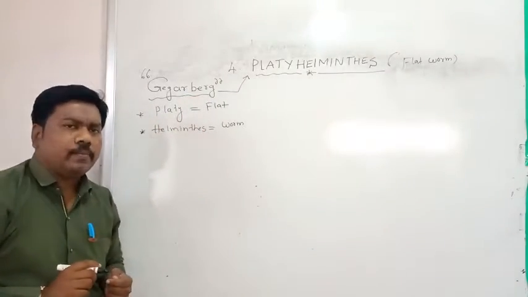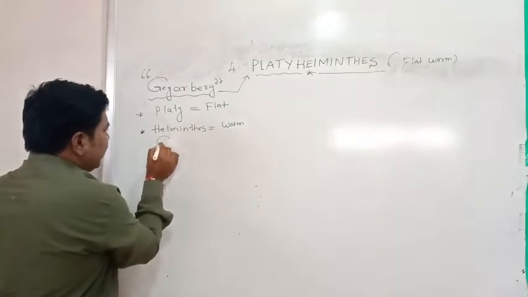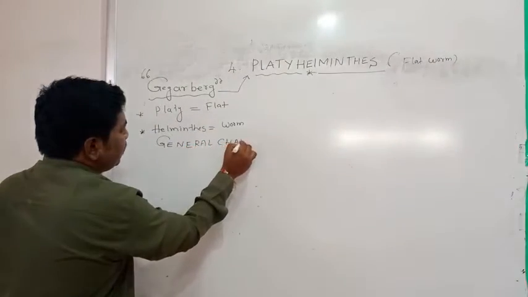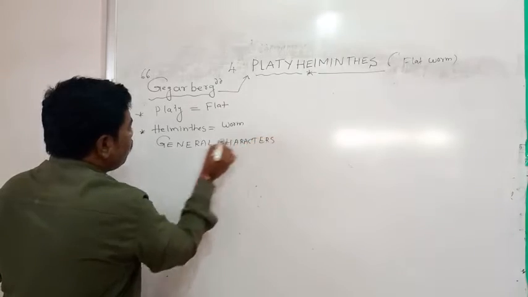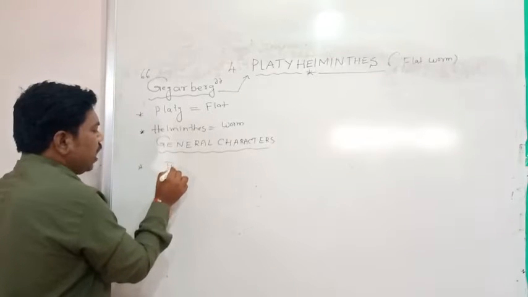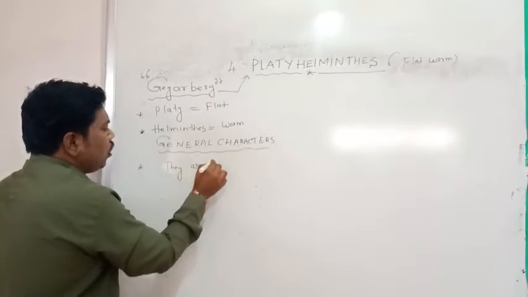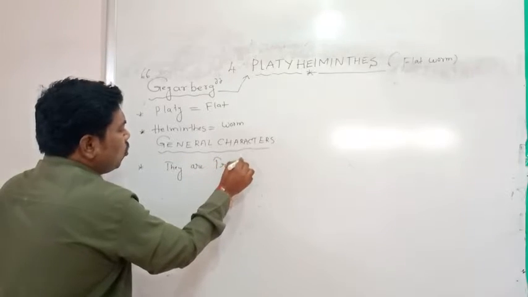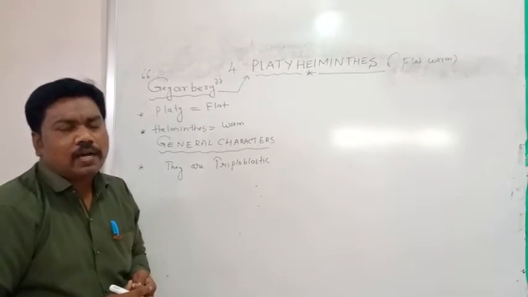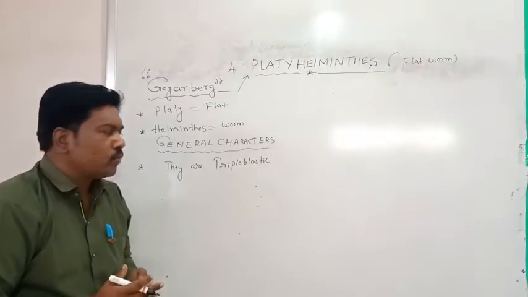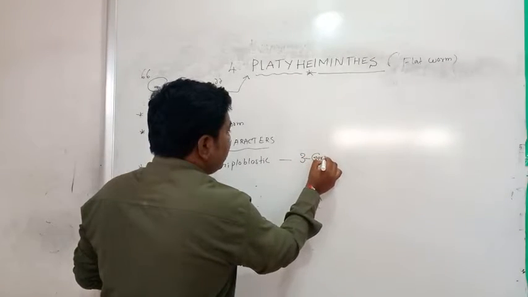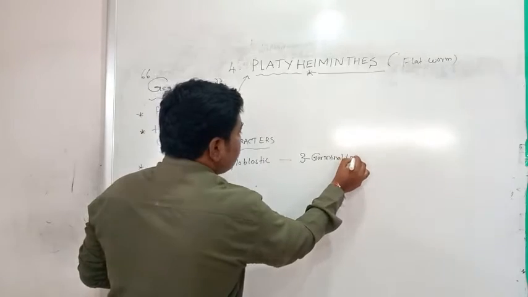That is the introduction about the Platyhelminthes. Now let us look at the general characters of the Platyhelminthes. First of all, all Platyhelminthes are triploblastic organisms. What is meant by triploblastic? The animal's body is derived from three germinal layers. What are the three germinal layers?